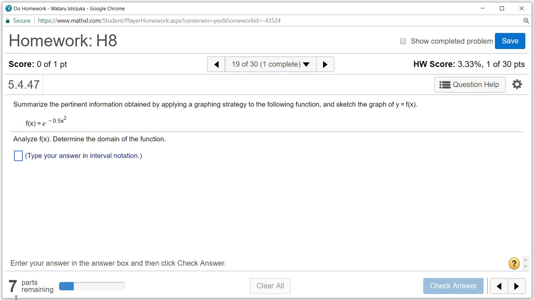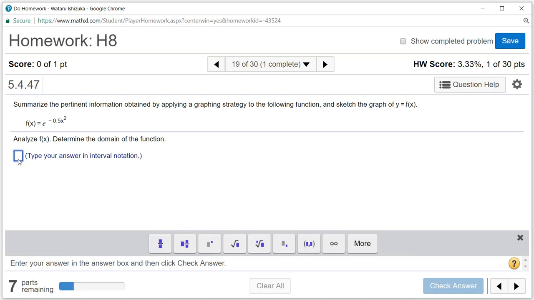All right, let's look at homework 8, problem 19. Let's find the domain of this exponential function. Since this is an exponential function, you can basically plug in any number you want. Domain would be all real numbers. So in interval notation, it will be negative infinity to positive infinity.